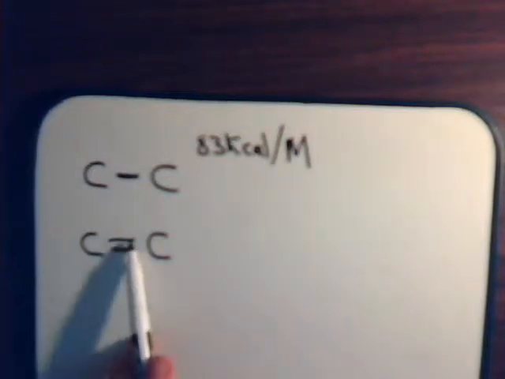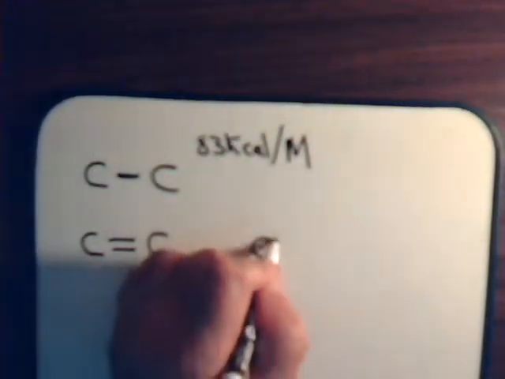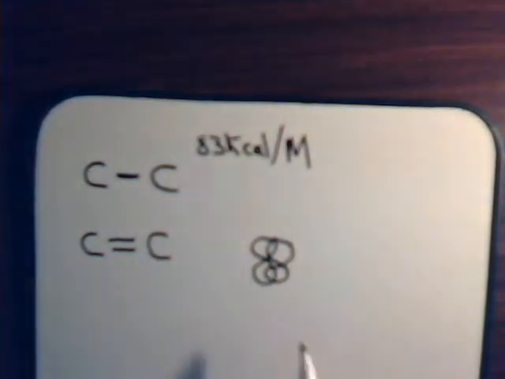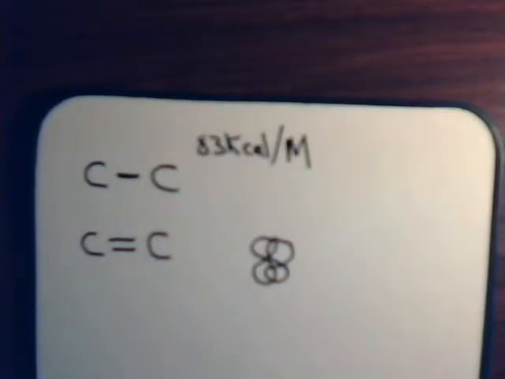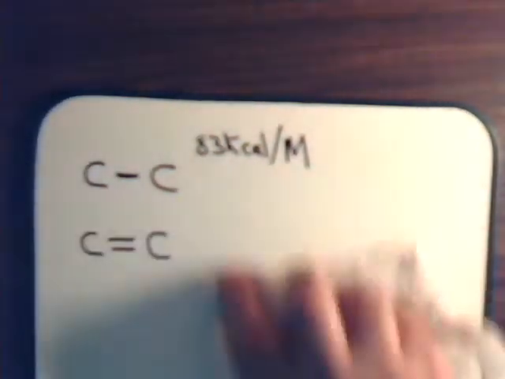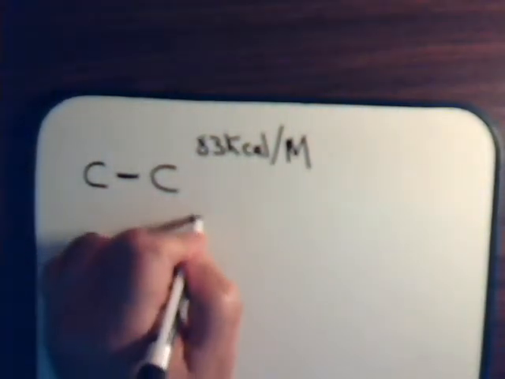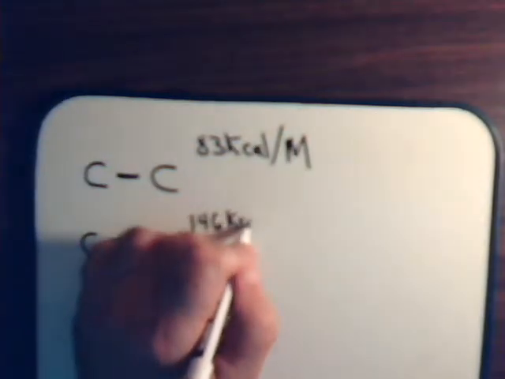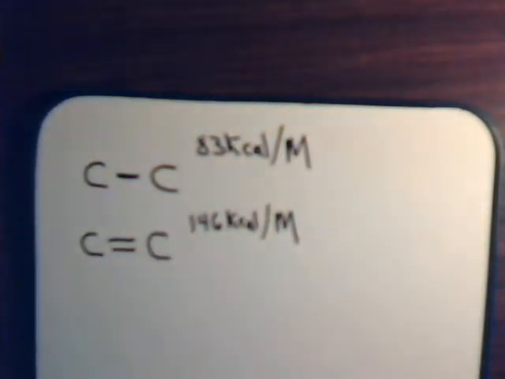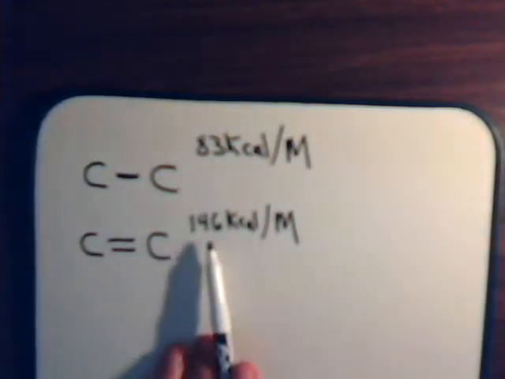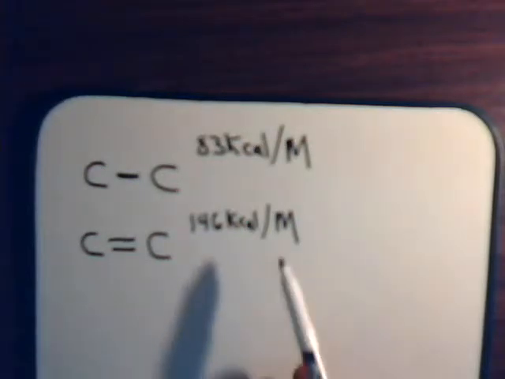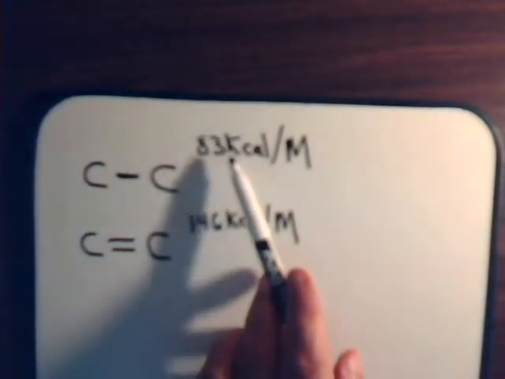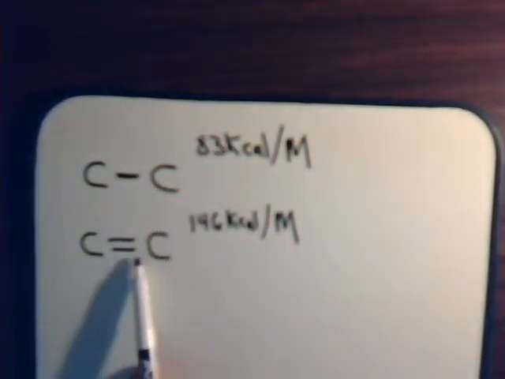well, now we have the pi bond, and of course remember the pi bond results from lateral overlap of the p orbitals on each carbon atom, as we briefly discussed in the previous video. Then it takes about 146 kilocalories per mole. So if we have a mole of ethylene, it would take 146 kilocalories to break that double bond. Notice that this strength here is less than twice the strength of the sigma bond.